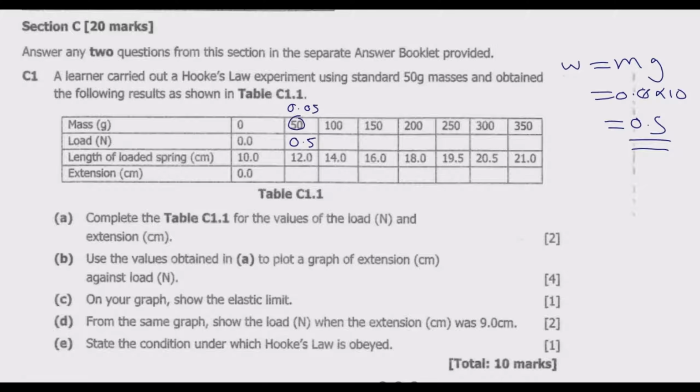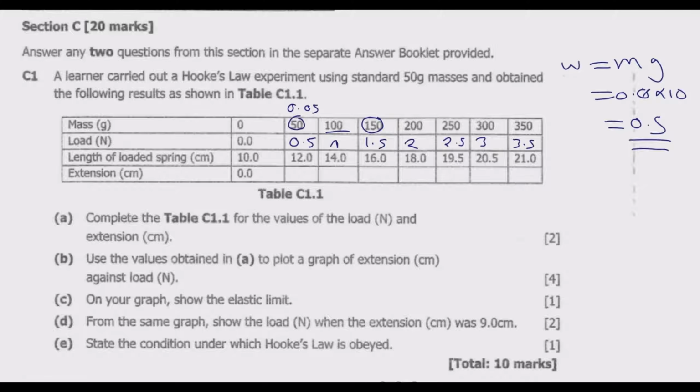Similarly, for this one it will be 100 divided by 1000, which is 0.1, times 10, giving 1. Then for this one, it will be 150 divided by 1000, then multiply by 10, and we get 1.5. We go on with the same principle until we end up with 3.5 newtons. Then we go to extension.